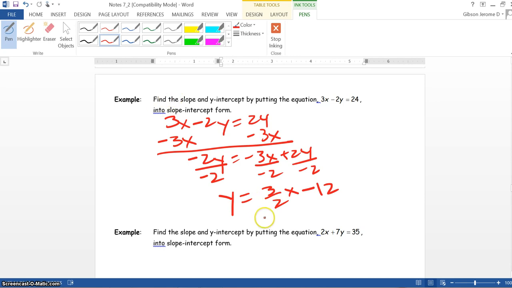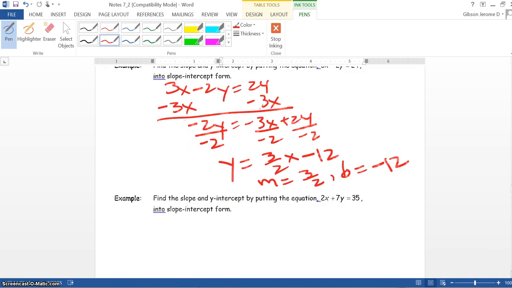Now, they want us to find the slope. The slope is 3/2 because that's the number in front of x. And our y-intercept, we could write as b or an ordered pair, is negative 12. So that is our final answer.